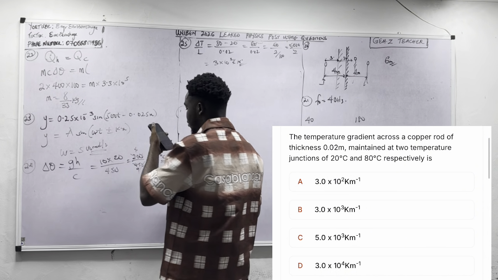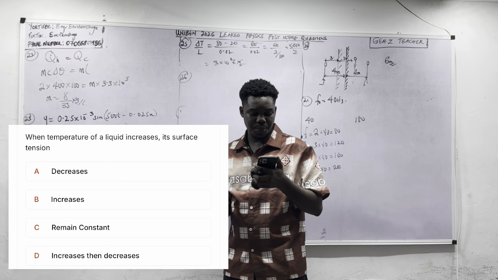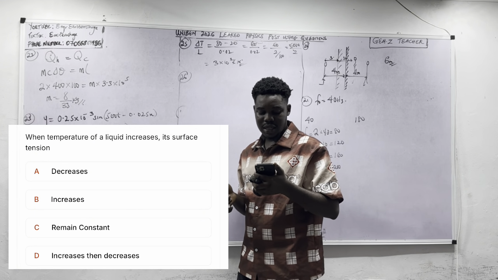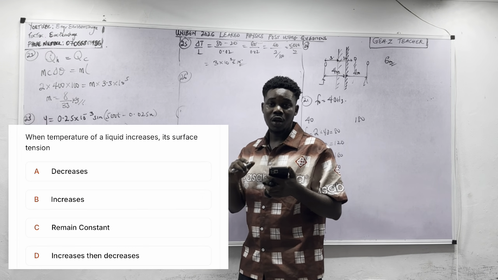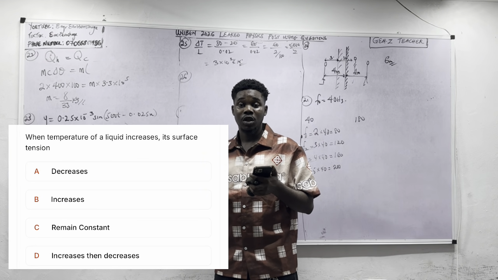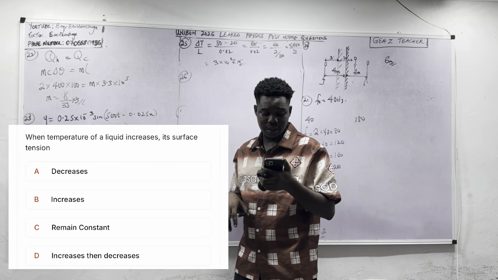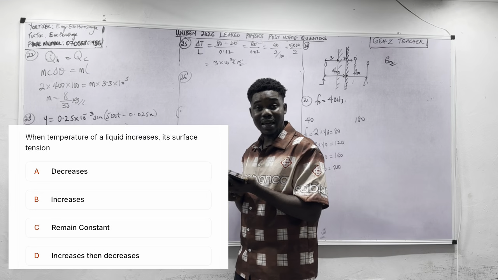Option B. Number 26 says when the temperature of a liquid increases, its surface tension dash. Now remember, when you increase the temperature of a liquid, you are actually decreasing the surface tension. So the answer is option A, decreases.